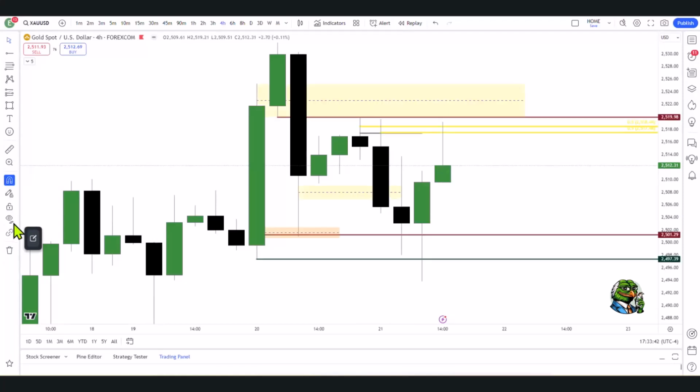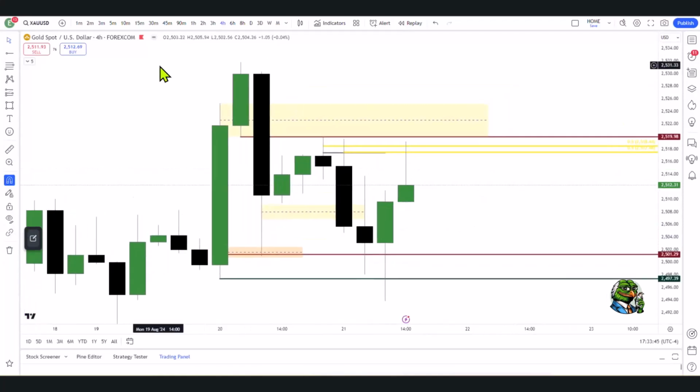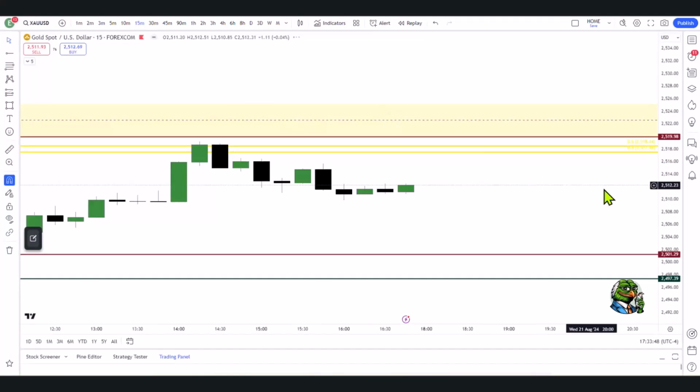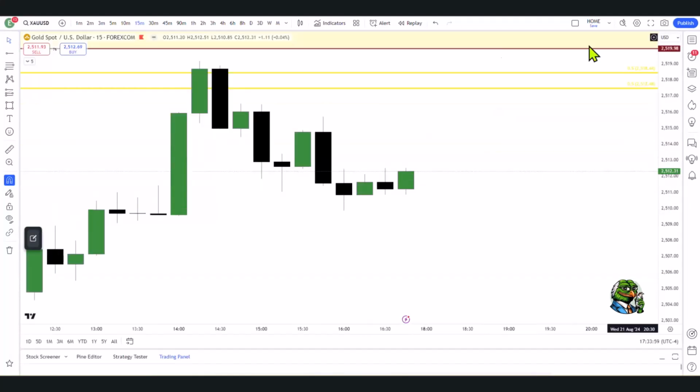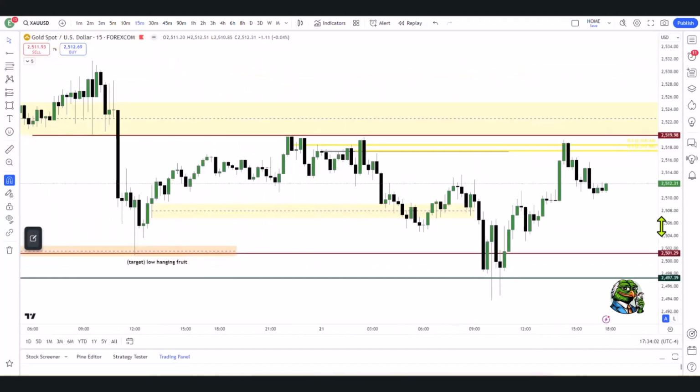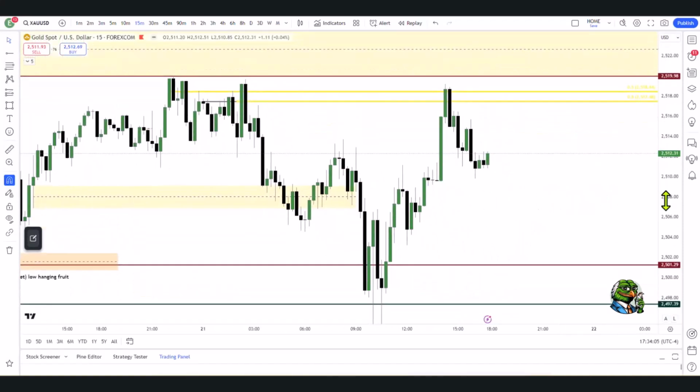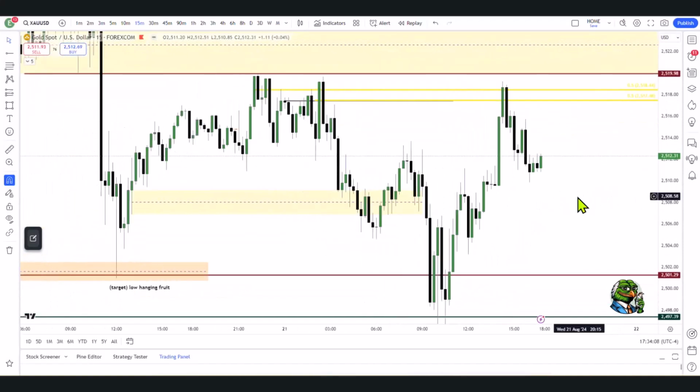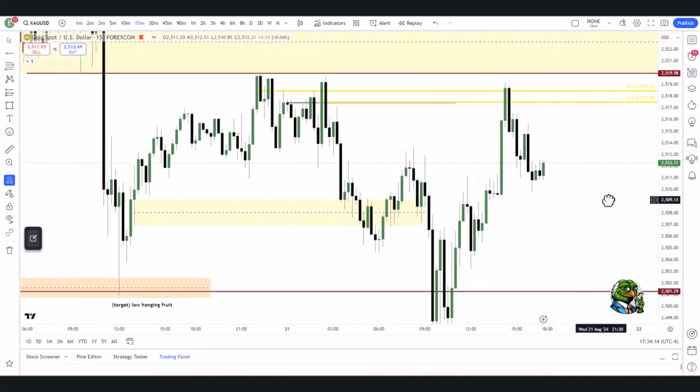Now, let's jump down to a 15-minute chart and break this down. So let me just scrunch up this chart. It might look choppy, but I guarantee you that it is completely algorithmic. And once I break it down for you, you'll be able to see exactly how I traded this.